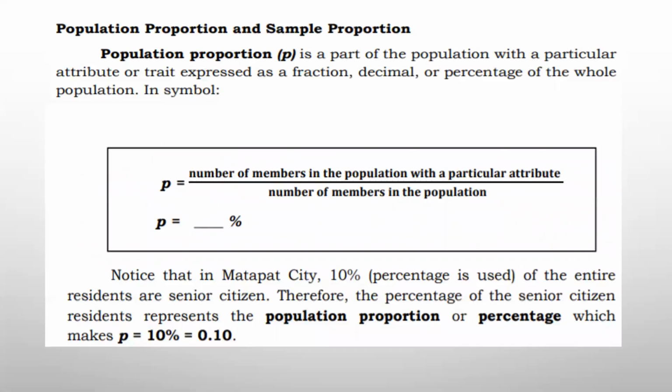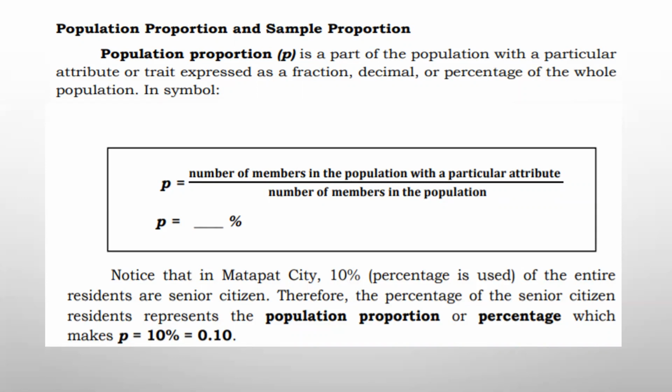Para maintindihan natin, the population proportion is a part of the population, particular attributes, expressed in fraction, decimal, or percentage. Okay po. So, tayo ngayon will be focusing on percentage. Gagamitin natin ang percentage rather than fraction and decimal. Pag i-represent po natin ang population proportion, let's use the percentage sign. Madali naman mahanap ang percentage. You just simply i-divide mo lang yung dalawa times 100.